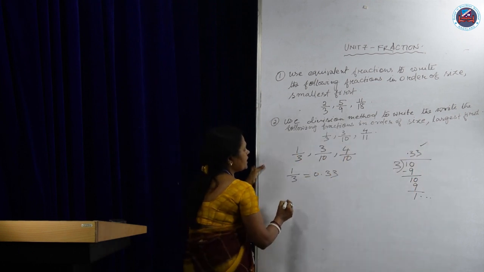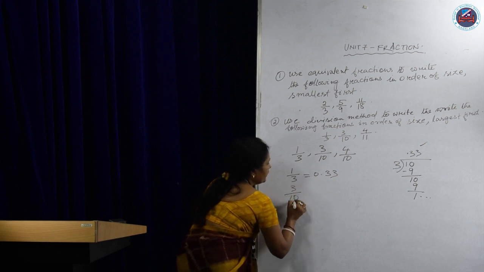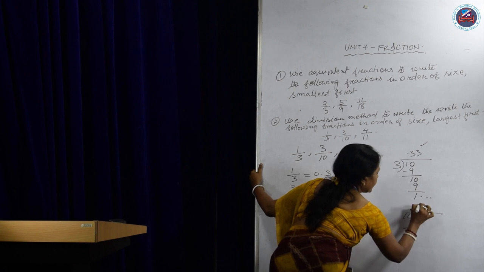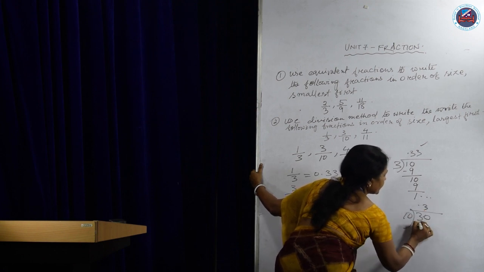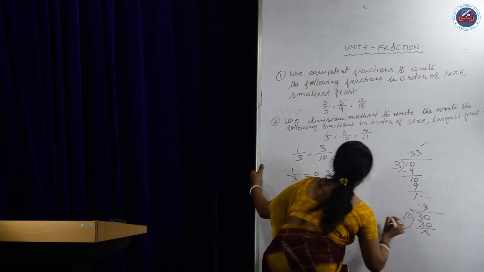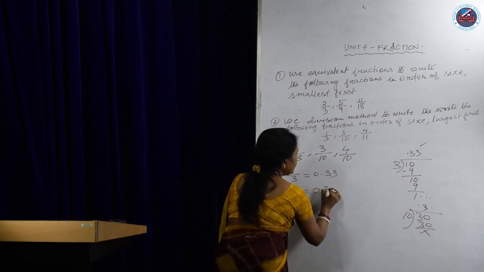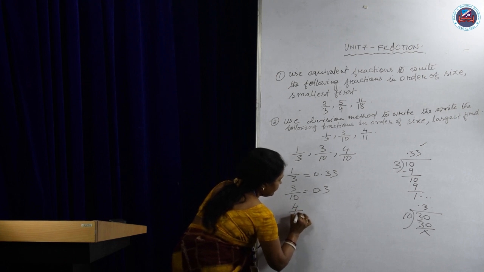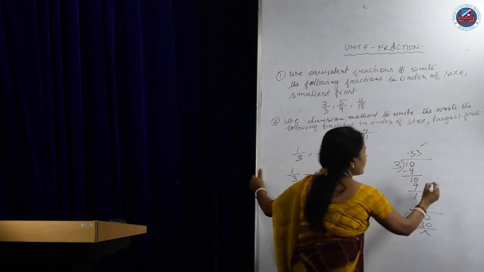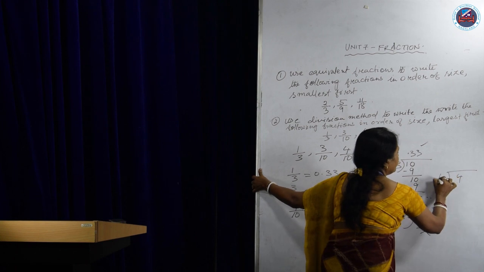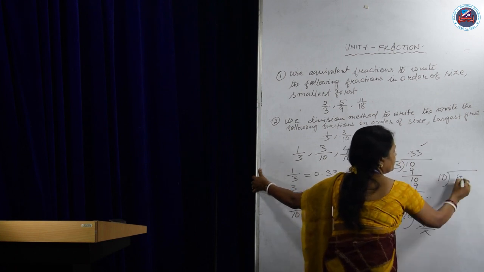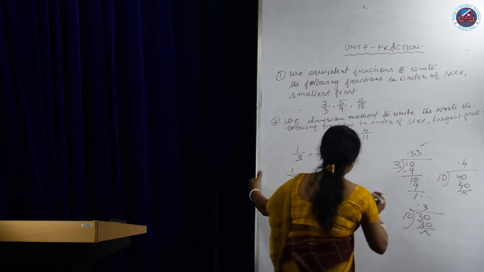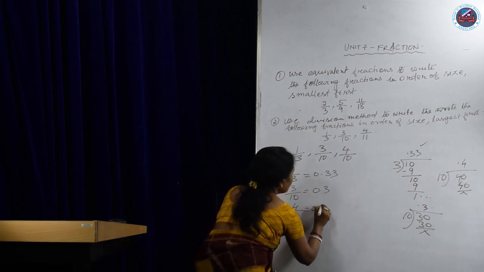The next fraction is 3 by 10. Divide again, 3 by 10. Take a decimal, bring 0. 10 3s are 30. So the answer is 0.3. The next fraction is 4 by 10. Divide 4 by 10. Take a decimal, bring 0. 10 4s are 40. So here it comes 0.4.